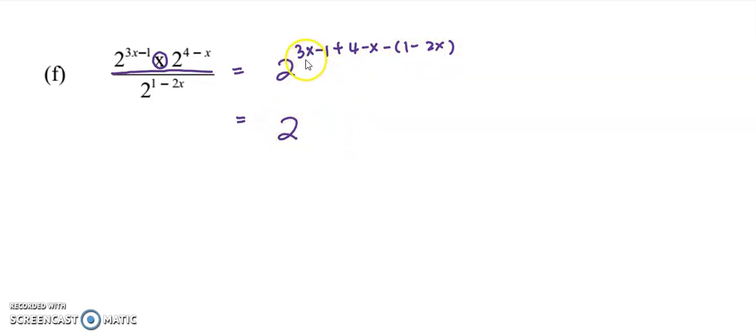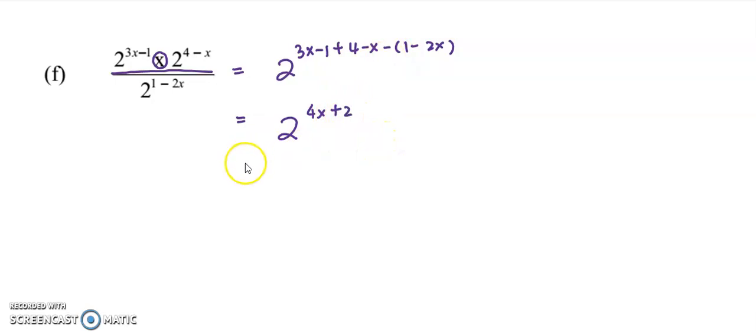So 2 power, we just collect all the like terms together. 3x minus x, that will be 2x. 2x plus 2x, that will be 4x. Plus, because the negative multiplied by negative become positive 2x. And now we combine the numbers. Negative 1 plus 4, that will be 3. 3 minus 1, that will be 2.